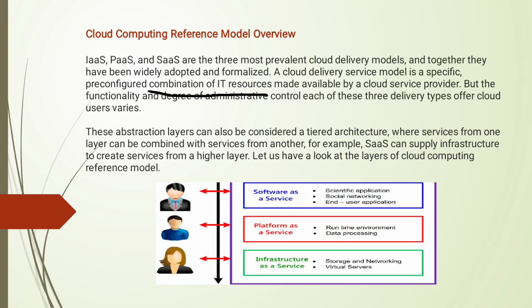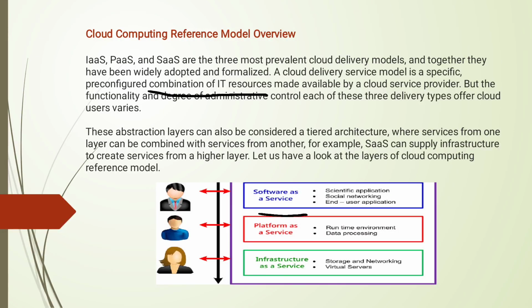And this abstraction layer, which is the abstraction model, divides cloud computing into layers. It can also be considered a tiered architecture where services from one layer can be combined with services from another. For example, software as a service can supply infrastructure to create services from a higher layer. Let us have a look at the layers of the cloud computing reference model.